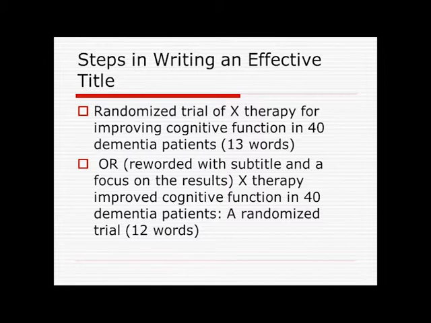So this title, it could either be a randomized trial of X therapy for improved cognitive function in 40 dementia patients, 13 words, right? Cuts right to the chase of what we're doing. Or if we want to sort of rearrange it and really focus on the results: X therapy improved cognitive function in 40 dementia patients, colon, a randomized trial, 12 words. Okay, so we're able to get this down again to the true essence of what our paper is.